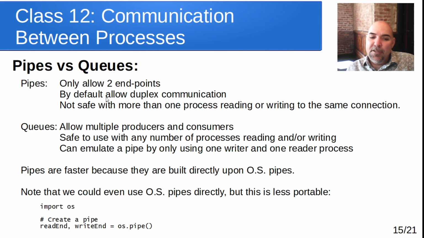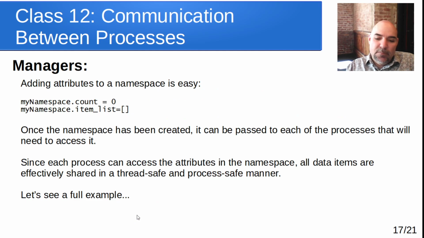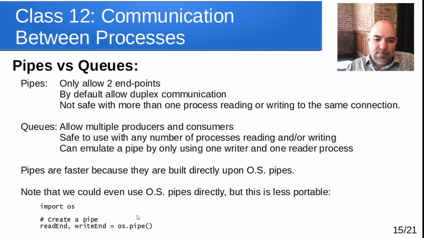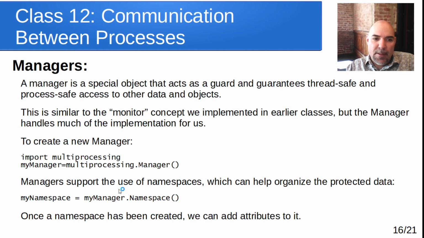And note that we could even use the operating system pipes directly. It's a little less portable, but you could actually do this. You could say import os, and then you could say os.pipe, and that produces a read end and a write end of a pipe. So you could do this directly, and we're using an operating system pipe directly. It's considered more portable to just do multiprocessing.Pipe because it's all been abstracted and implemented behind the scenes however that operating system needs to. Oop, we went a little too far ahead there. So you can do this, but I would recommend just using multiprocessing.Pipe.